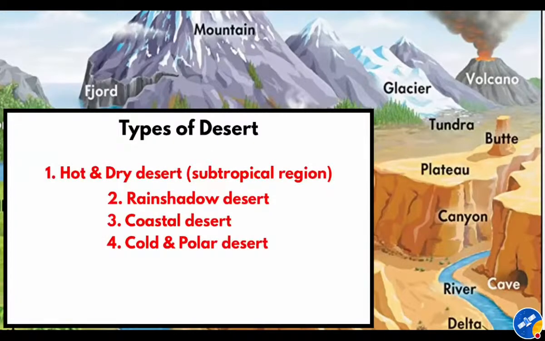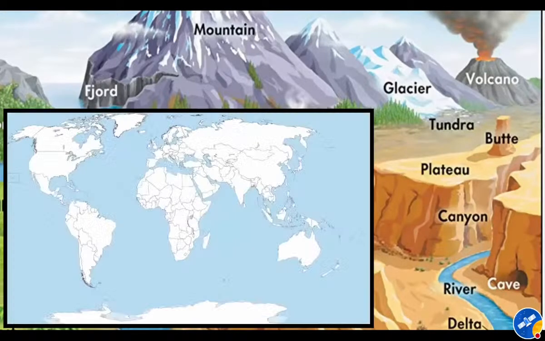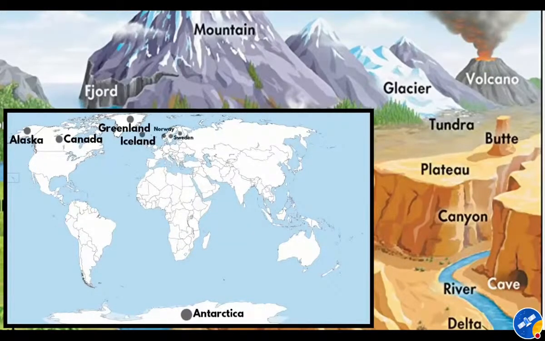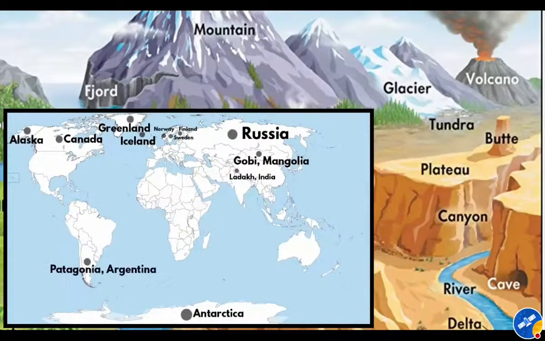The fourth type of desert is cold and polar desert. Examples of polar deserts are Antarctica, Alaska, Canada, Greenland, Iceland, Norway, Sweden, Finland, Russia. In India, we have Ladakh, which is a cold desert. Even Mongolia's Gobi Desert is a cold desert, but it is also a rain shadow desert. Patagonian Desert in Argentina is also a cold desert.